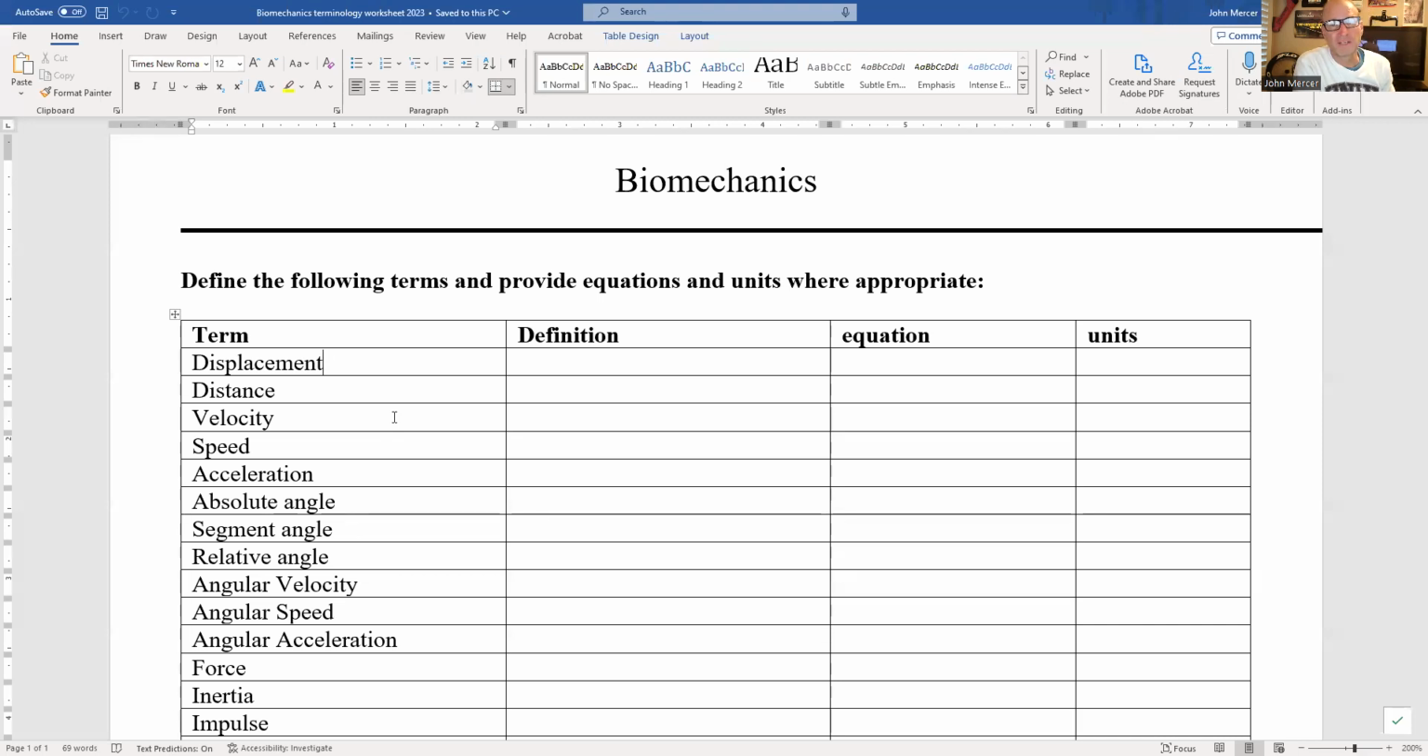Absolute angle and segment angle are the same exact thing. They represent the angle of an anatomical segment relative to a fixed line in space. So a segment would be the arm, the forearm, trunk, leg, thigh. Those are segments. Foot. We represent the angular position of that segment relative to a line that does not move. For example, a horizontal line, a vertical line, something like that.